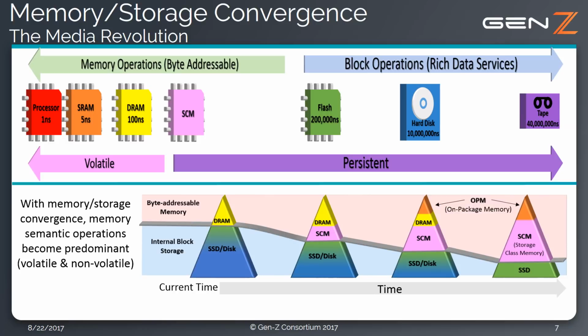The figure on the bottom here illustrates a possible progression of memory storage convergence internal to a typical server over the course of time. Today, servers are composed of external DRAM memory and a combination of solid-state disk drives, or SSDs, and hard disk drives. In the not-too-distant future, as the adoption of storage class memory begins, it will start to displace some of the SSD and disk drive capacity in a server. A little further into the future, both on-package memory, or OPM, and storage class memory will start to displace some of the DRAM capacity in a server.